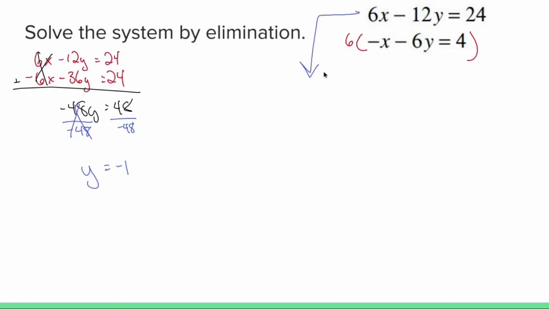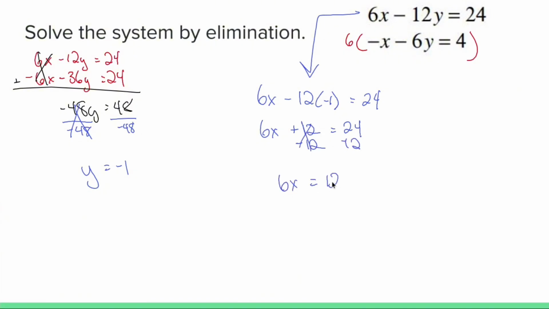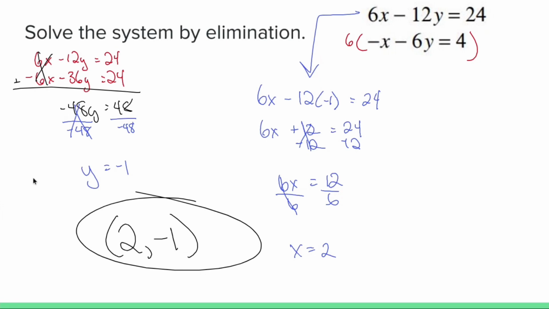So why don't I take the top equation, because it's less sloppy, and do 6x minus 12 times negative 1 equals 24. 6x plus 12 equals 24. Subtract 12 from both sides, and 6x is going to equal 12. Divide both sides by 6, x equals 2. And if x is 2 and y is negative 1, that leaves me with the point 2, negative 1. And that's going to be my guy.